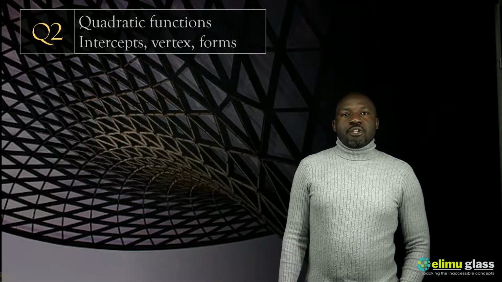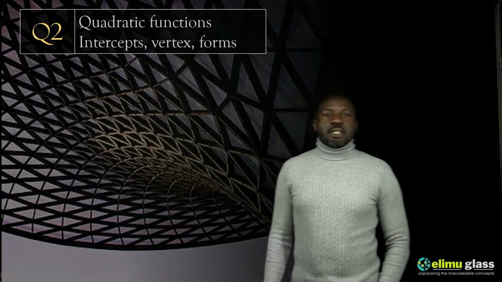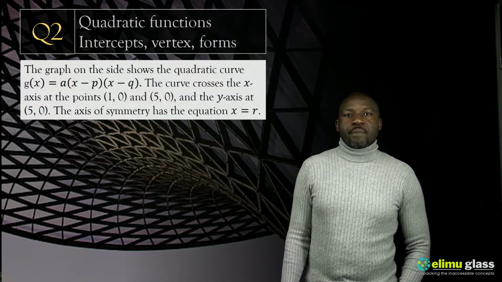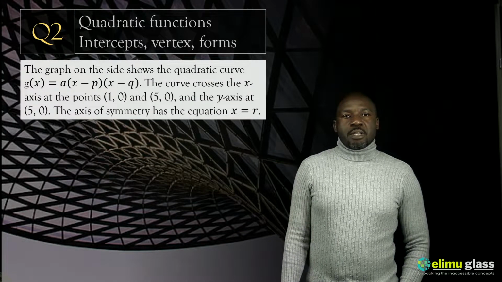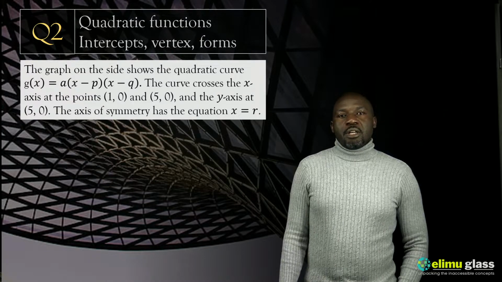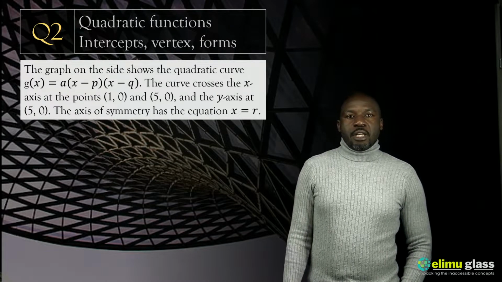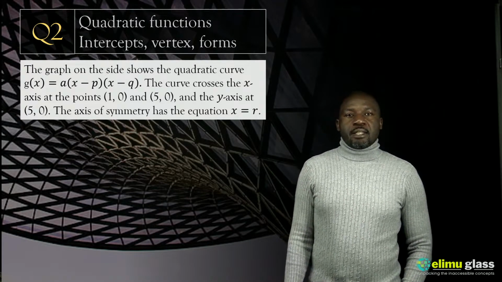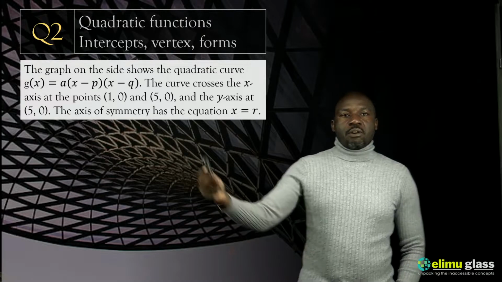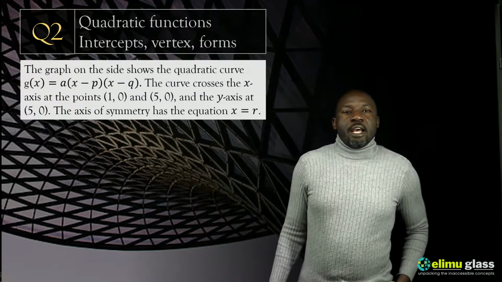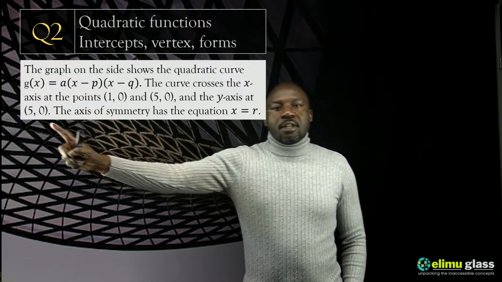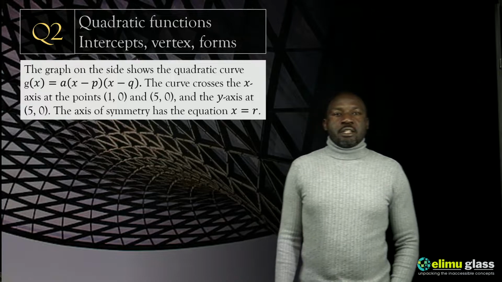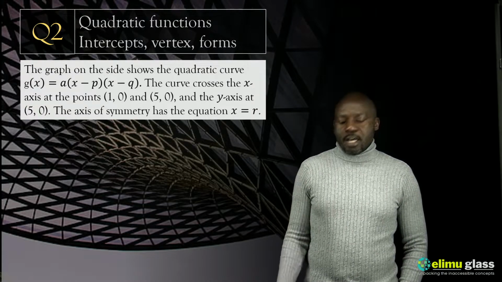Question 2 was on the quadratic function, intercept and vertex form, and I think there was a factor form also in there. The graph on the side shows the quadratic curve g of x equals a into (x minus p)(x minus q). The curve crosses the x-axis at (1, 0) and (5, 0). These are called the zeros of the function. It also crosses the y-axis at (0, 5). That's the y-intercept. The axis of symmetry has the equation x equals r.